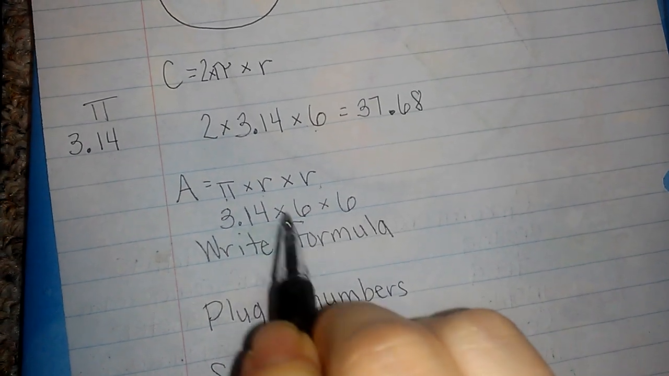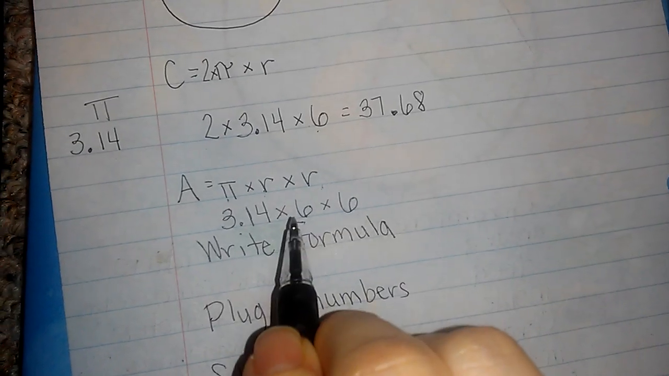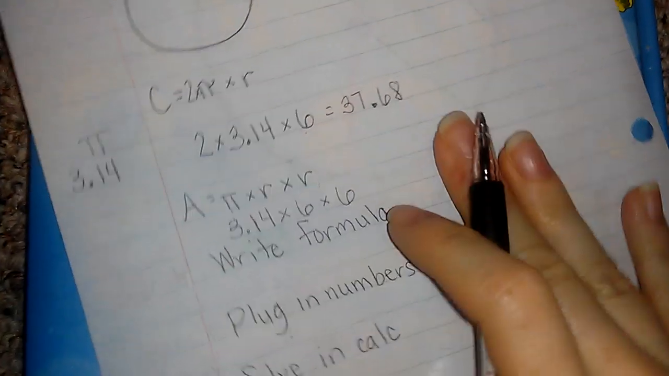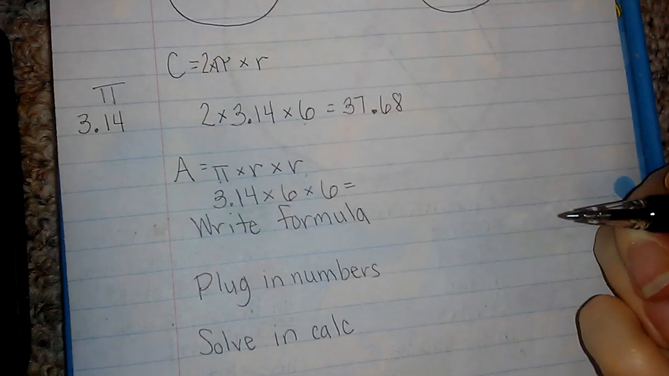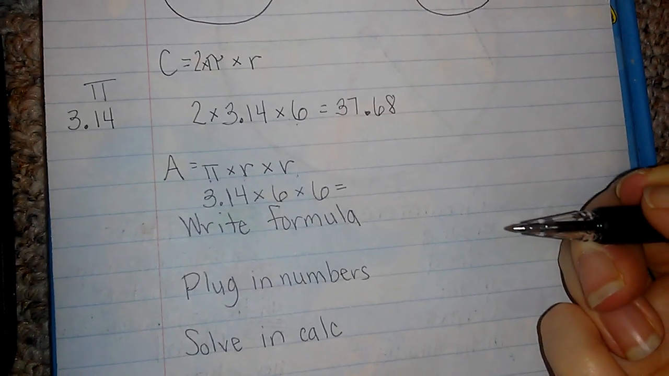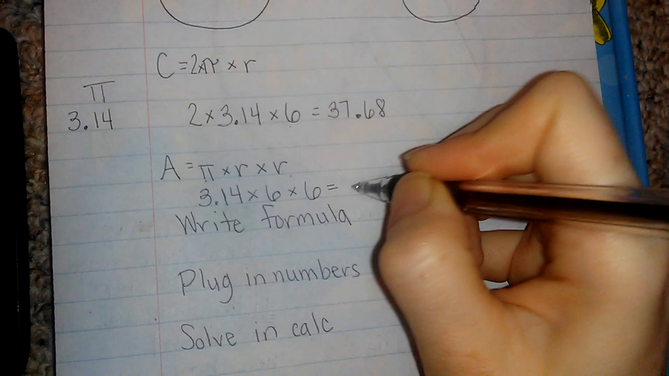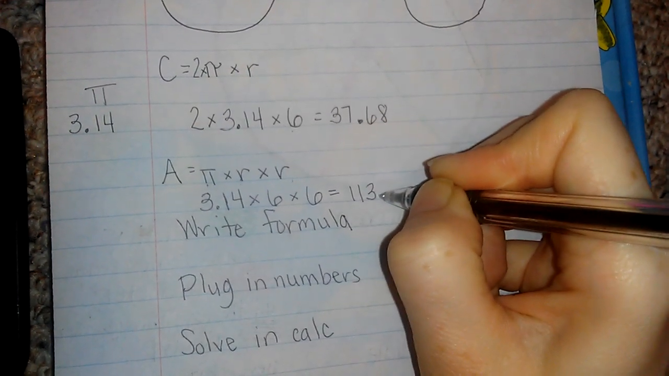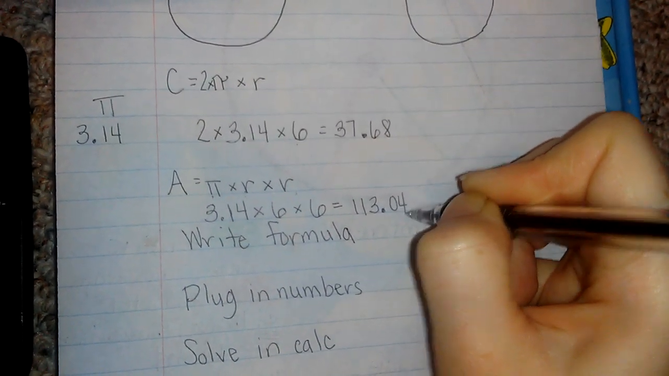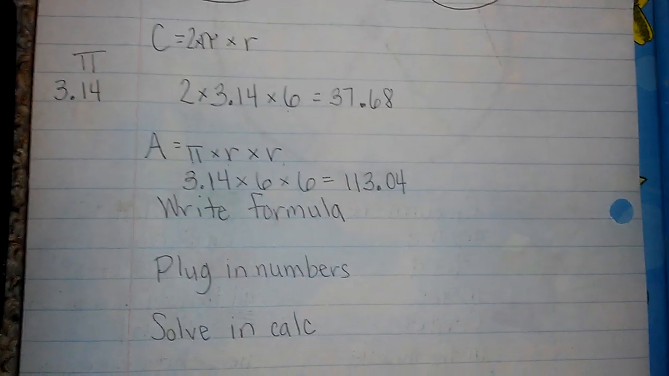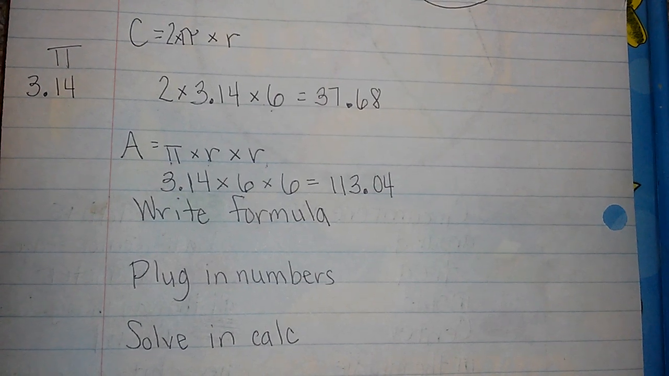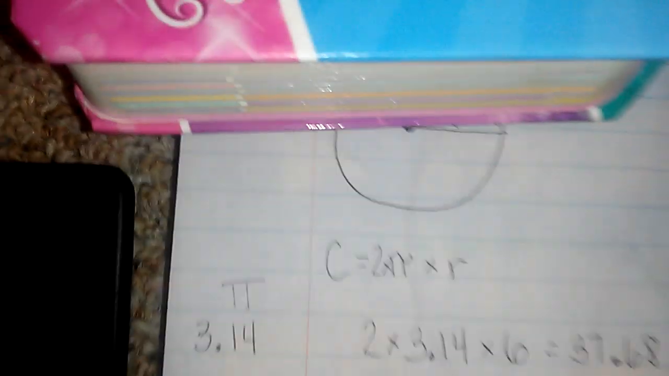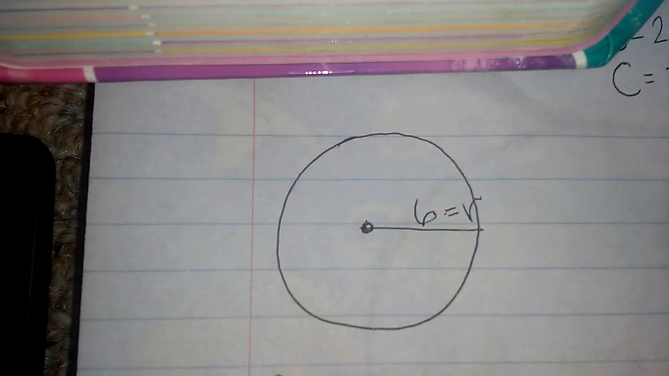Now I solve it in a calculator. Write my formula, plug in my numbers, solve in a calculator. When I put that all in there, 3.14 times 6 times 6, my calculator has 113.04. So my area is 113.04, and my circumference for this circle is 37.68.